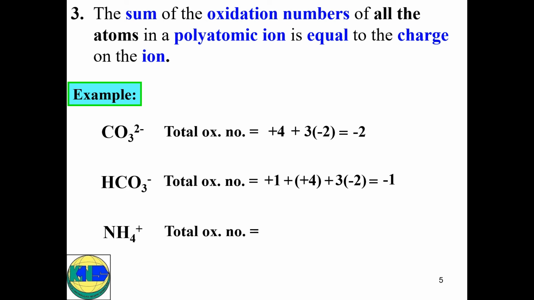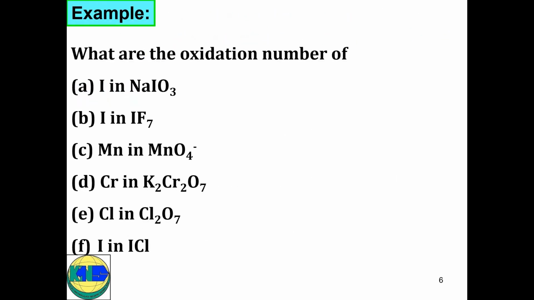For ammonium ions, the total oxidation number is, you can see that nitrogen is negative 3 plus hydrogen is positive 1 multiplied by 4, so the total is positive 1. So the oxidation number is positive 1, the charge is 1 positive. So looking at the examples, we can calculate the oxidation numbers of certain elements in compounds.